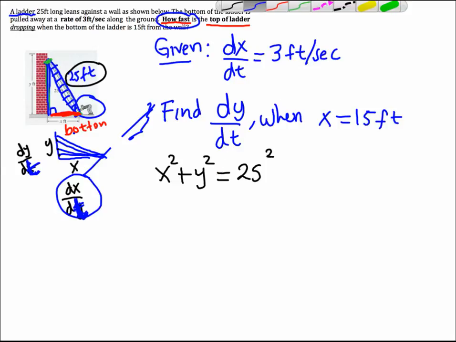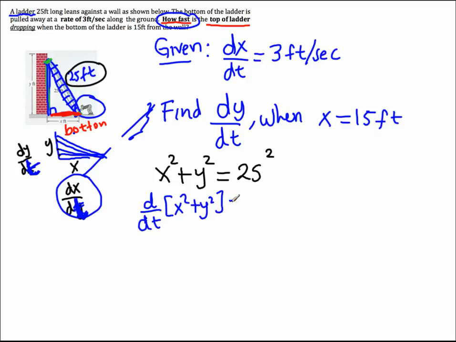Now, since I have different variables, I'm going to differentiate with respect to time. x squared plus y squared. Differentiate with respect to time, both sides of your equation.